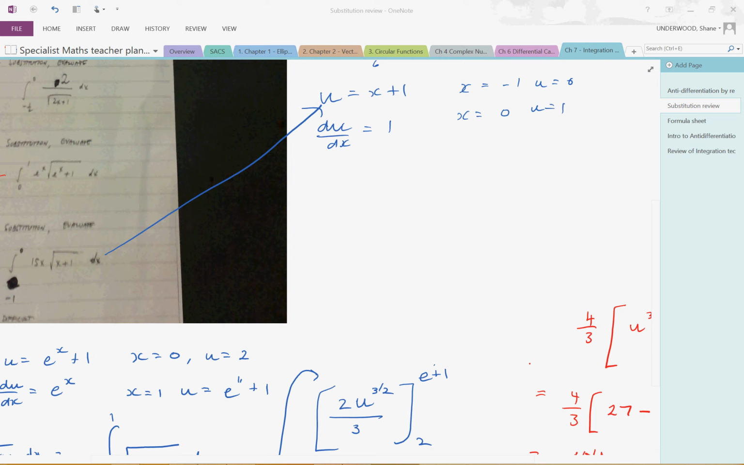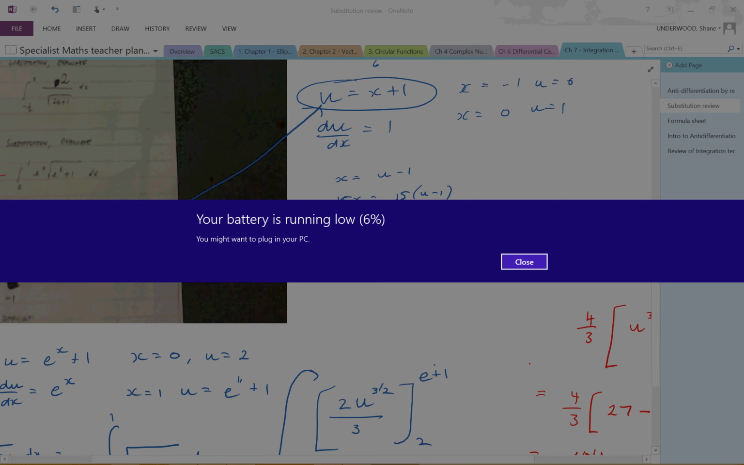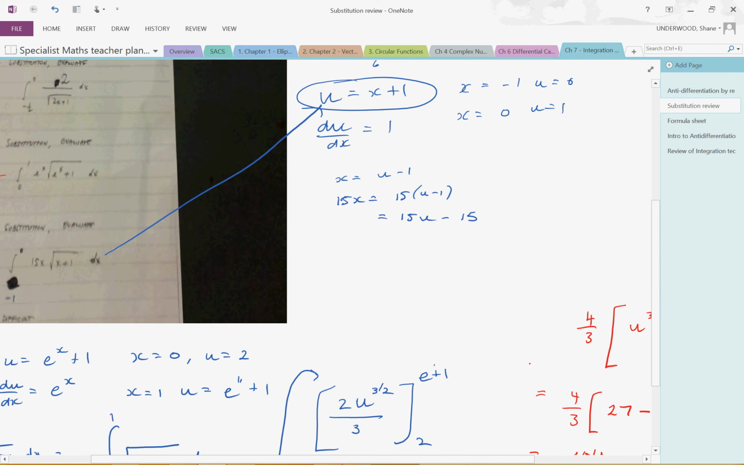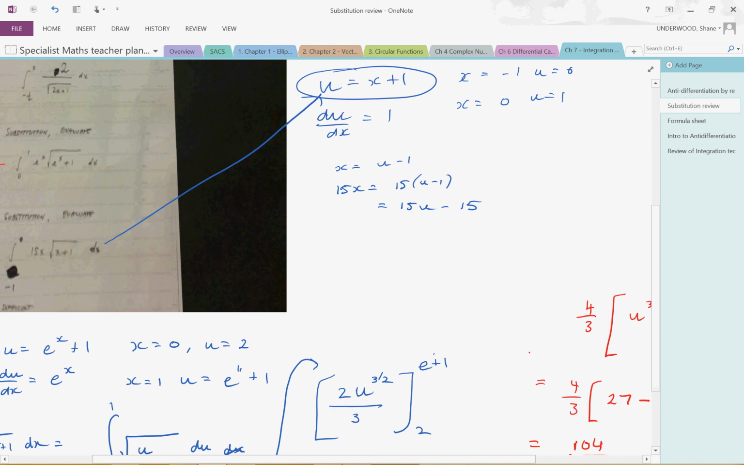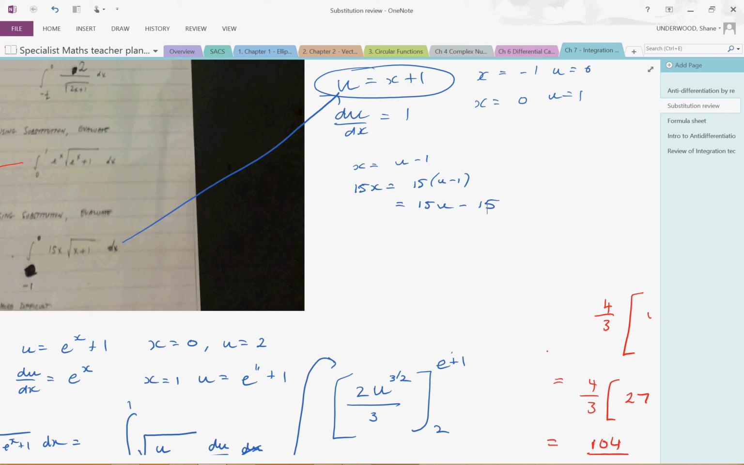But the thing is, how do we get 15x out of that? Well, if I say that x is equal to u minus 1, therefore 15x is equal to 15 times u minus 1, which is equal to 15u minus, oops, I'm running low, so I'll have to get through this pretty quickly. 15u minus 15.